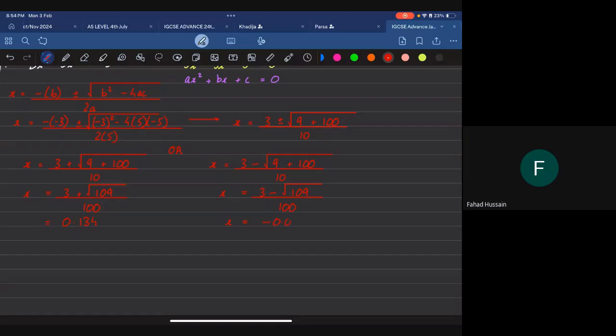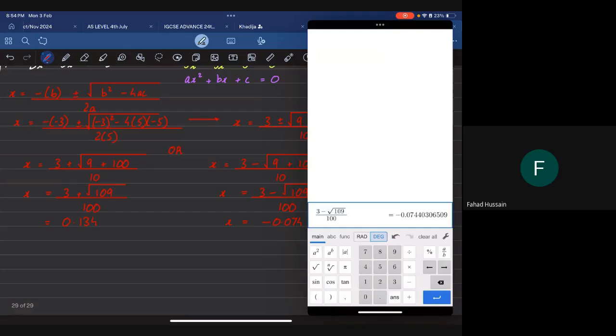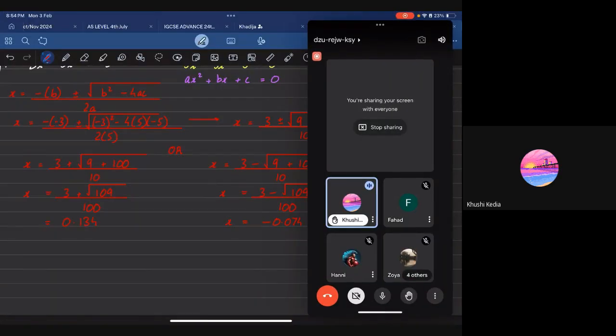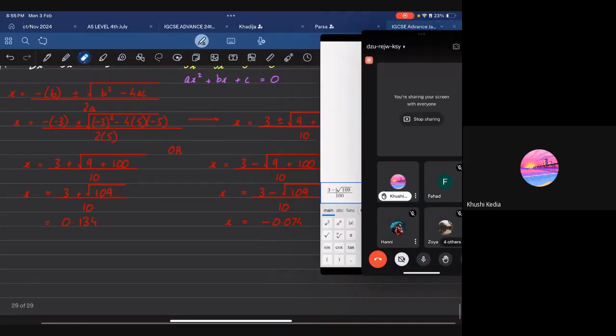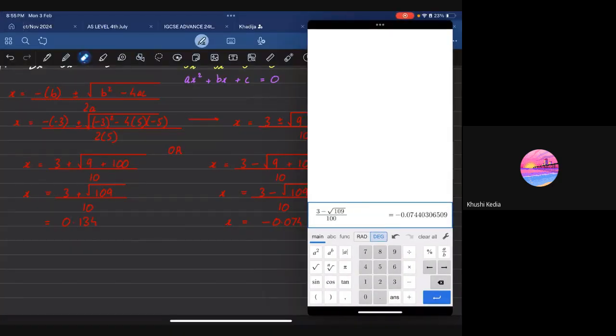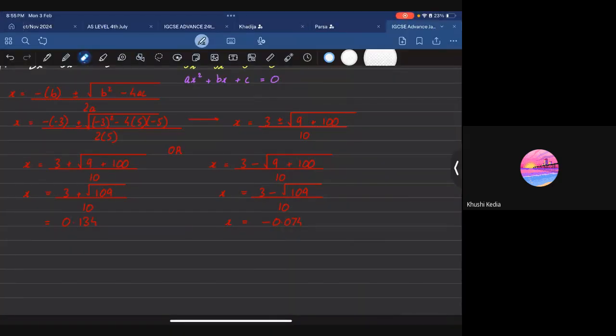Yes, whoever's got their hand up can ask me what they want to ask. I do not understand why did you put 100 as the denominator? Because I'm an idiot. Thank you for pointing that out. Apologies. Yes. I think I'm hungry. That's why I'm making these mistakes.